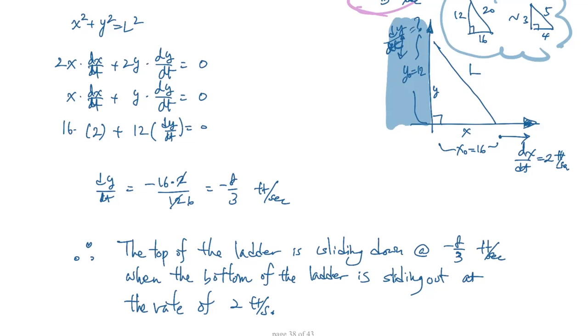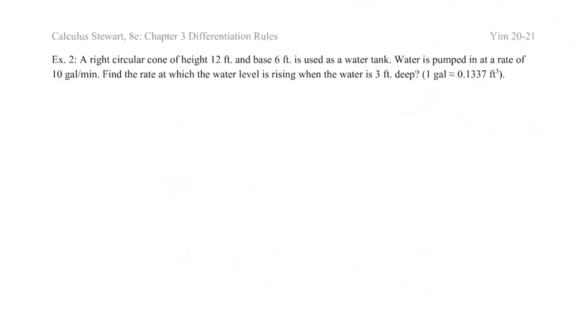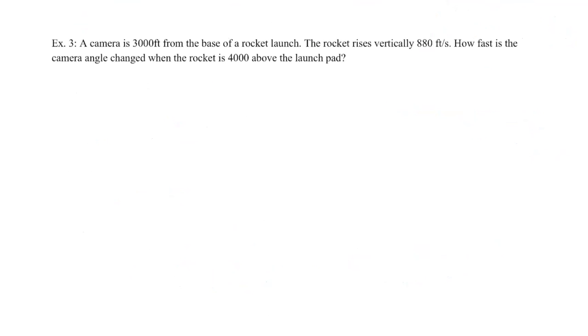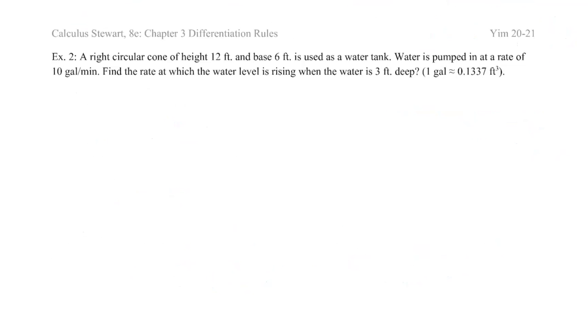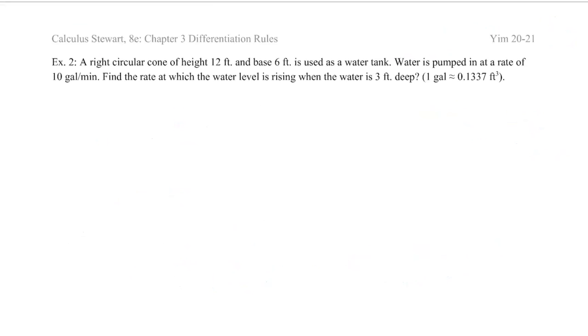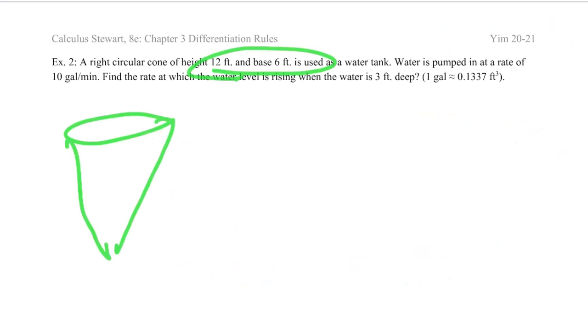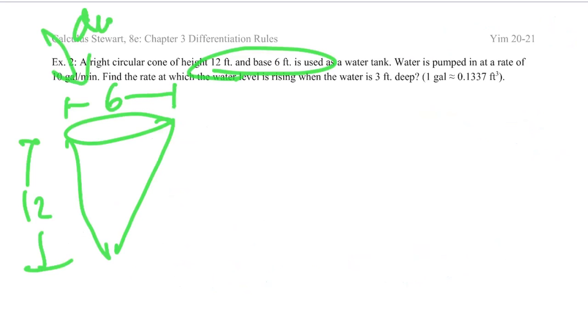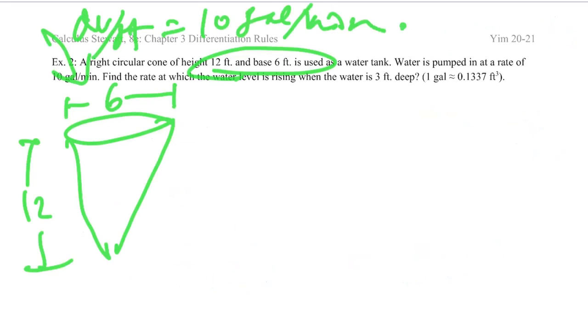Okay, good. So we have two more questions. You might want to pause the video if you don't want my help and you want to try this on your own. All right, guys, here comes the hint. You want to draw this cone like that. The height is 12, the base is 6. And then something is being pumped in, dV dt at 10 gallons per minute.